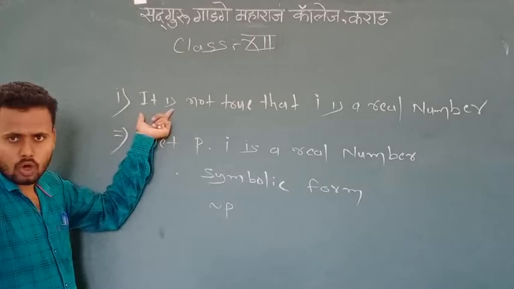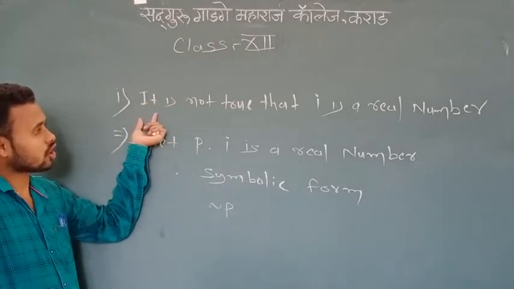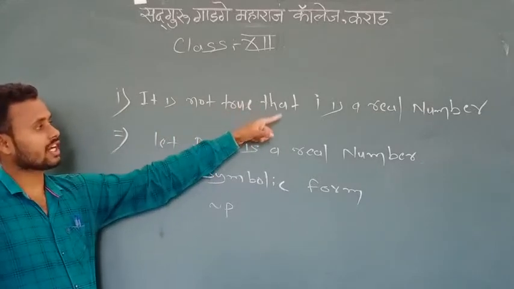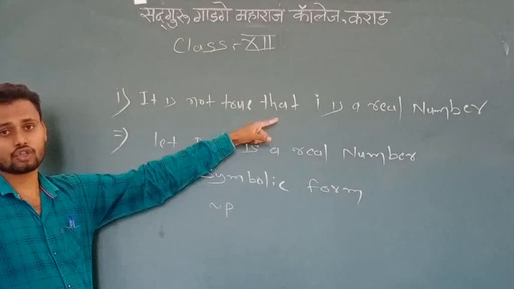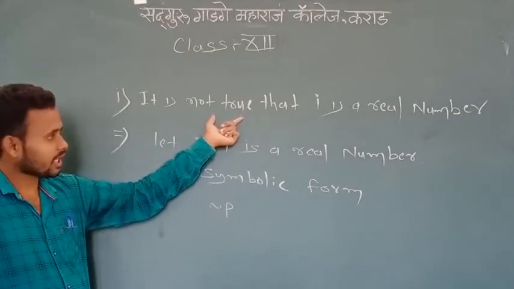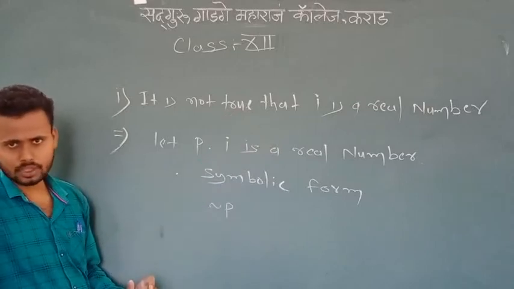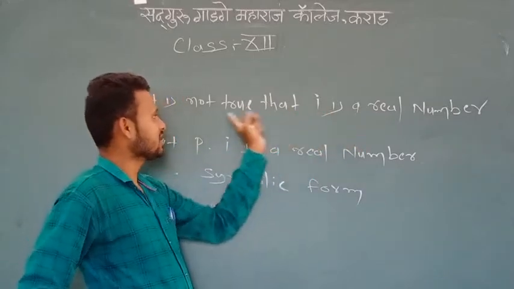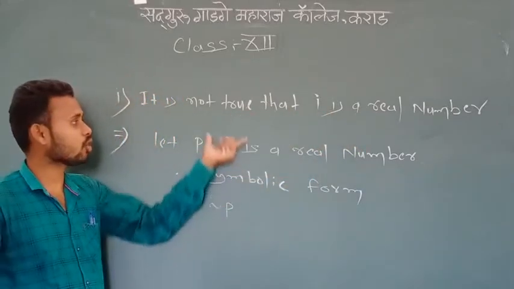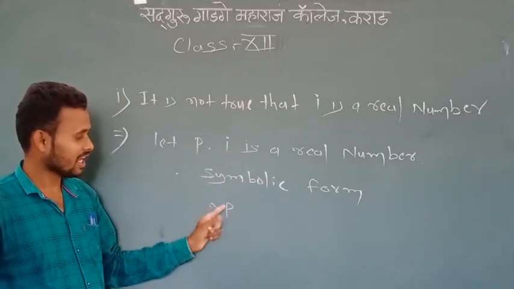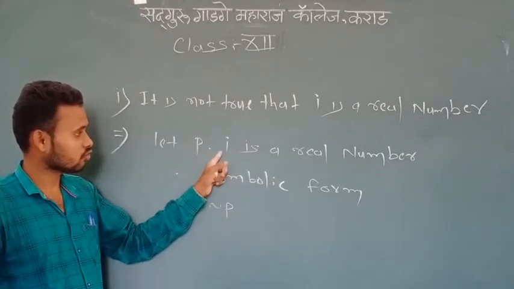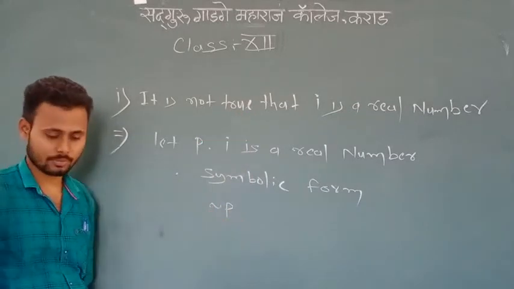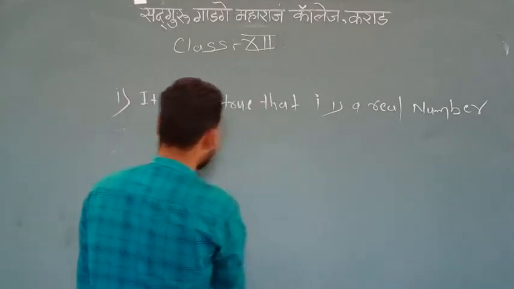Write down the symbolic form of the following statement. The statement is: it is not true that i is a real number. We have to write the symbolic form of that given statement. You observe that here there is the negation operator, a logical operator. So let P denote: i is a real number. Therefore the symbolic form of the given statement is the statement P and its negation. Therefore we write negation of P as the symbolic form of the given statement. P means i is a real number, and negation of P means it is not true that i is a real number, or i is not a real number. This means we get the symbolic form of the given statement. Now the next one.